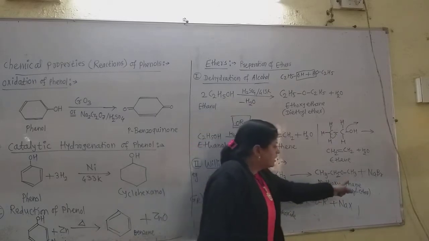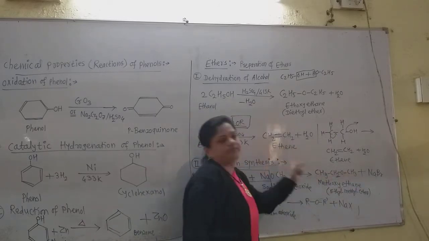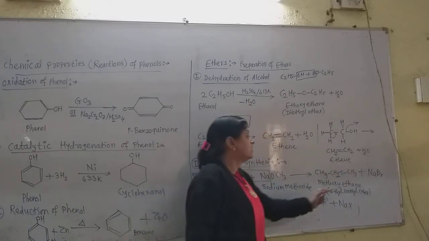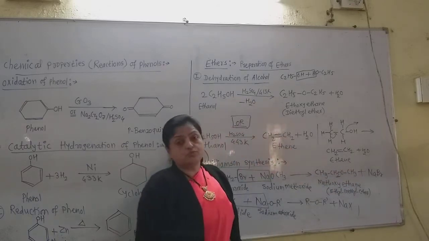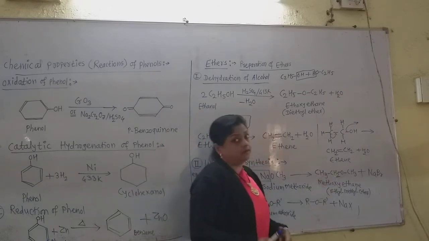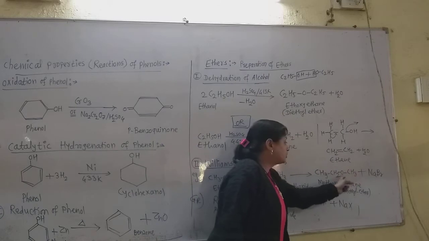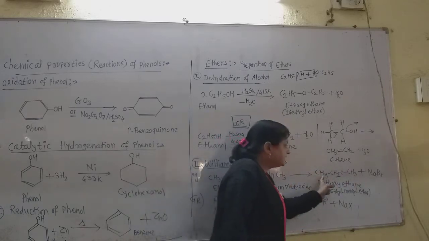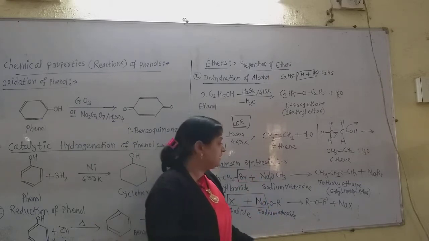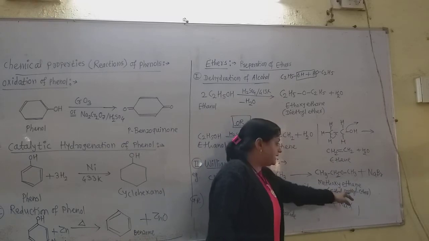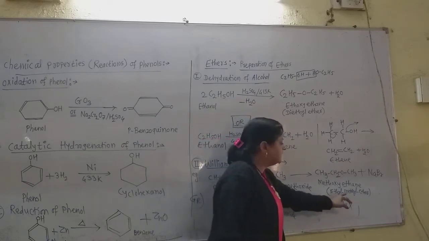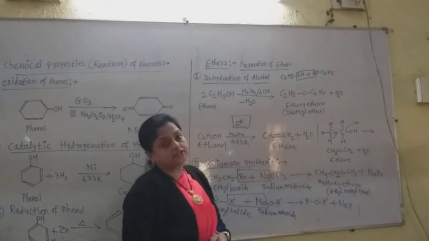So the name is methoxyethane, not ethoxymethane. The name of this ether is methoxyethane. Small alkyl group as the alkoxy group and large alkyl group as the parent alkane. So the name is methoxyethane. It is also called ethyl methyl ether because this is the common name, and alphabetically we give the name as E comes first and M comes after. So the name of this ether is ethyl methyl ether, and sodium bromide is the byproduct.